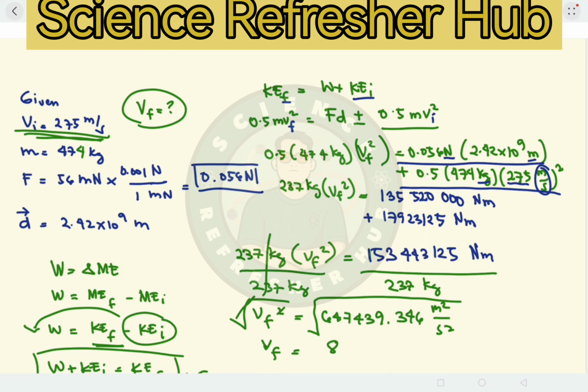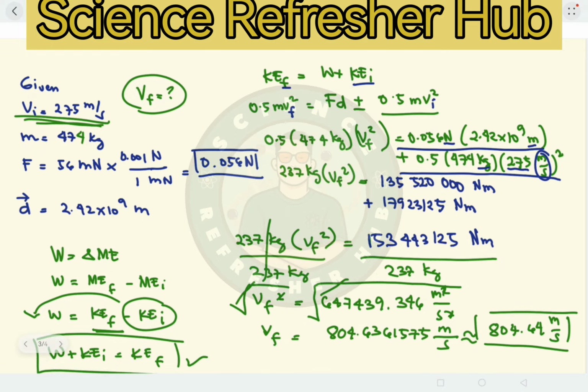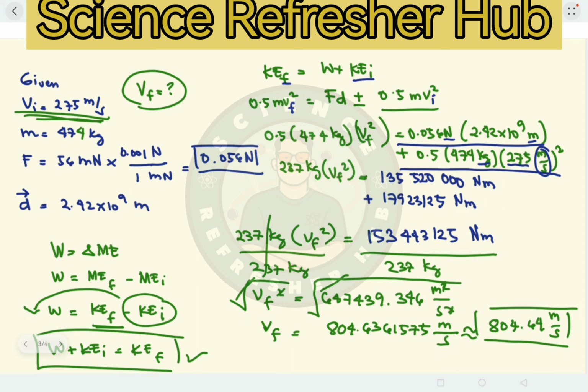The square root is 804.63, and we can cancel the squared and the radical, so the remaining unit is meters per second. We can clean it up to 804.64 meters per second. This is the final velocity of our space probe using the work-kinetic energy theorem.